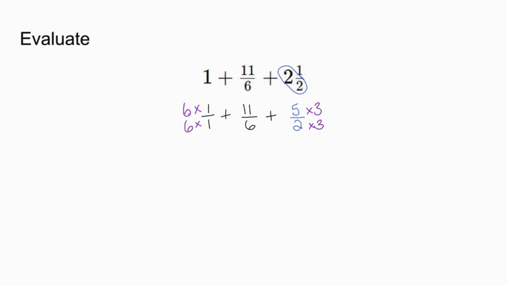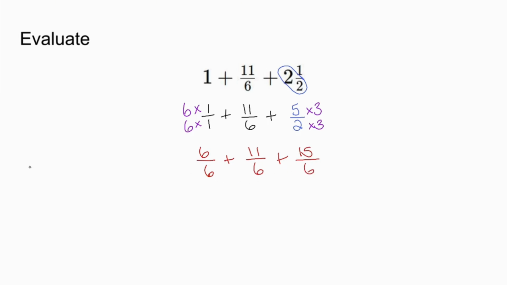Now let's clean these up. 6 times 1 is 6. 6 times 1 is 6. Add that 11 over 6 that's already there. My denominator is perfect. And 5 times 3 is 15. 2 times 3 is 6.